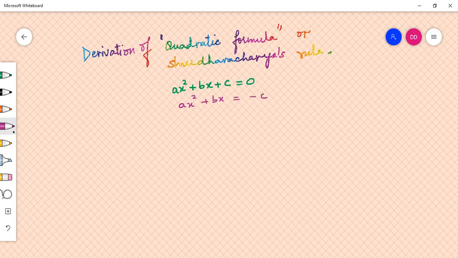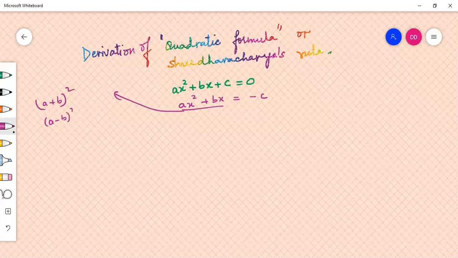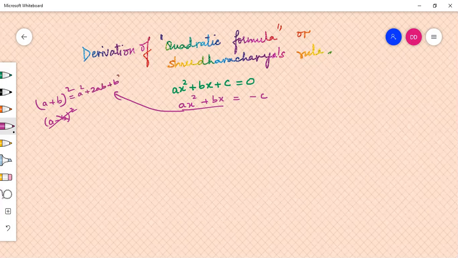on the other side. Now my aim is to get this LHS in the form of (a + b) whole square or (a - b) whole square. Since this x term will be the 2ab term and it is positive, definitely it will not be in the form of (a - b) whole square. So it will definitely be in the form of (a + b) whole square. So (a + b) whole square we know is a² + 2ab + b².